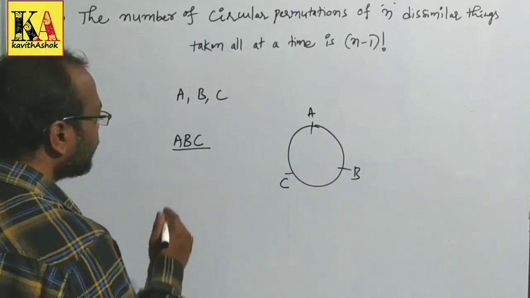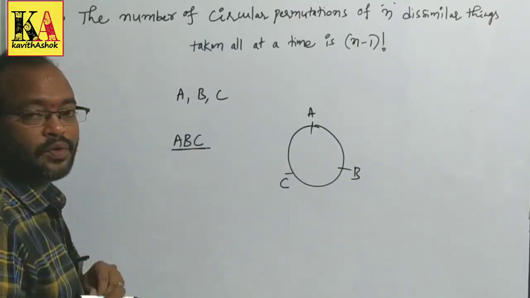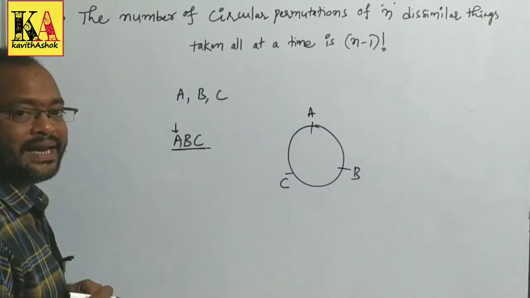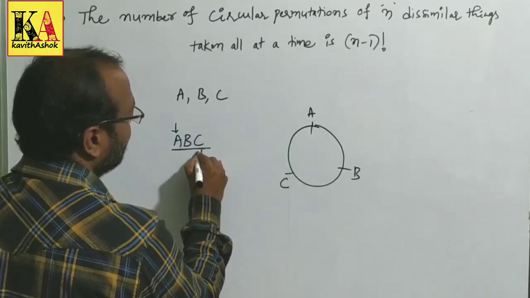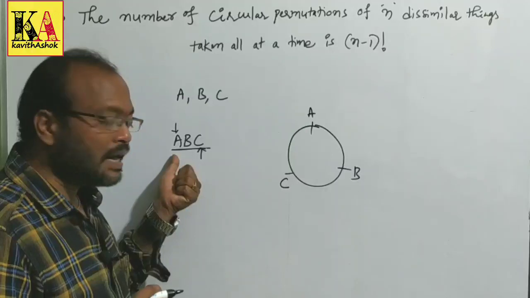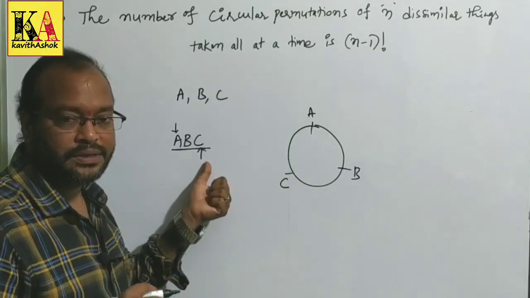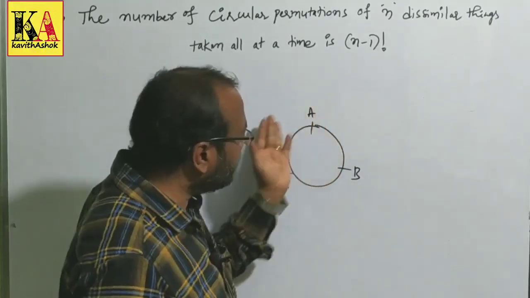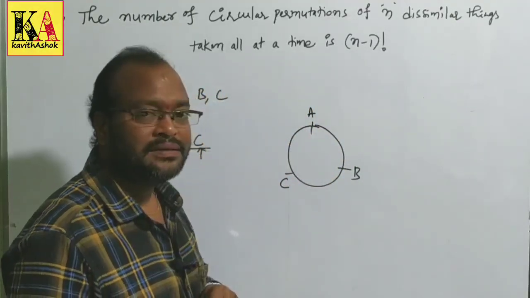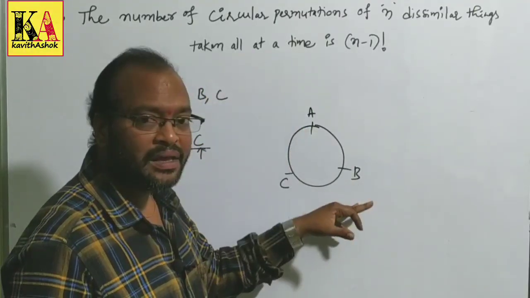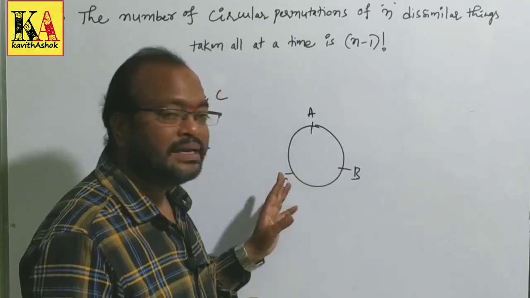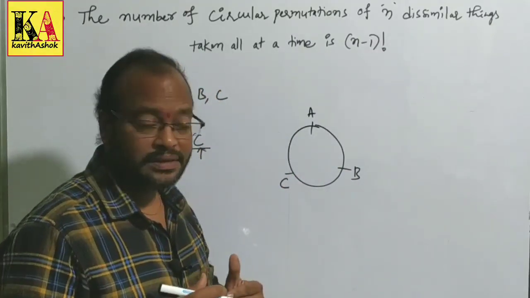In this linear permutation, what is the starting position? Yes, A is the starting position. What is the ending position? Yes, C is the ending position. So in a linear permutation, we have a starting position as well as an ending position. What about a circular permutation? Which is the starting element, A, B or C? We can't say that one of the elements is the starting position.